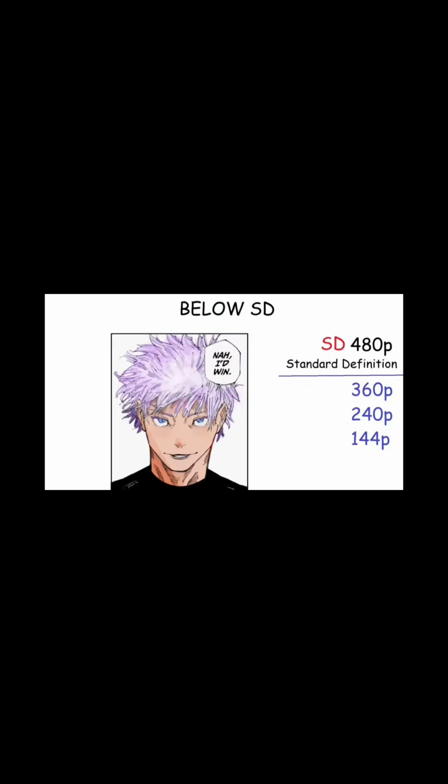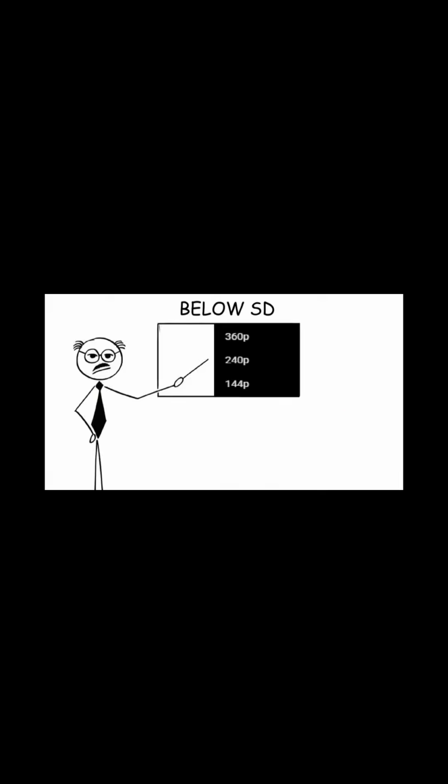Below SD. Below SD, or standard definition, refers to every screen resolution that falls under 480p. It includes low resolutions such as 144, 240, and 360p, and was common in the early era of digital video and online platforms. For example, the first YouTube video, Me at the Zoo, was only available in 144 and 240p. Everything looks blurry in this resolution, but at least we can still recognize faces and large objects in the background.